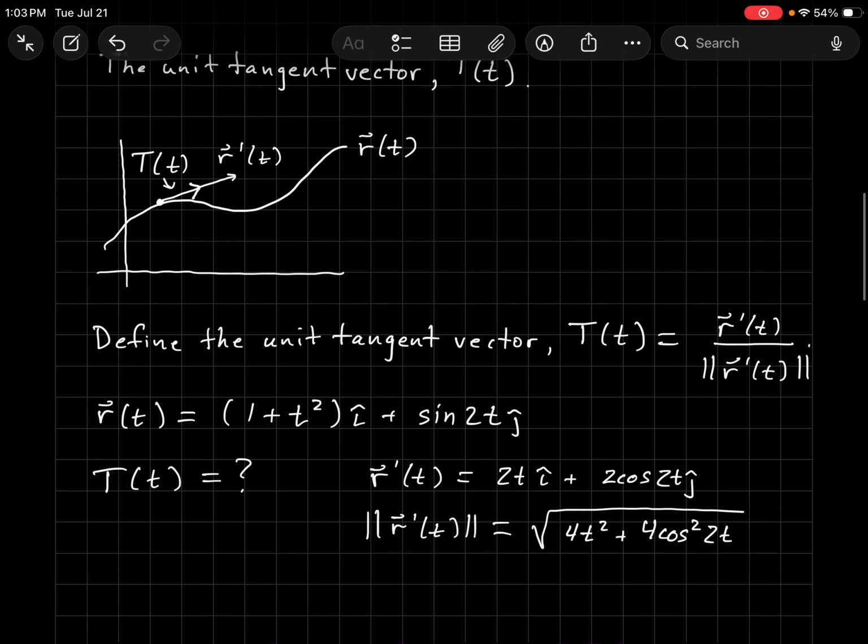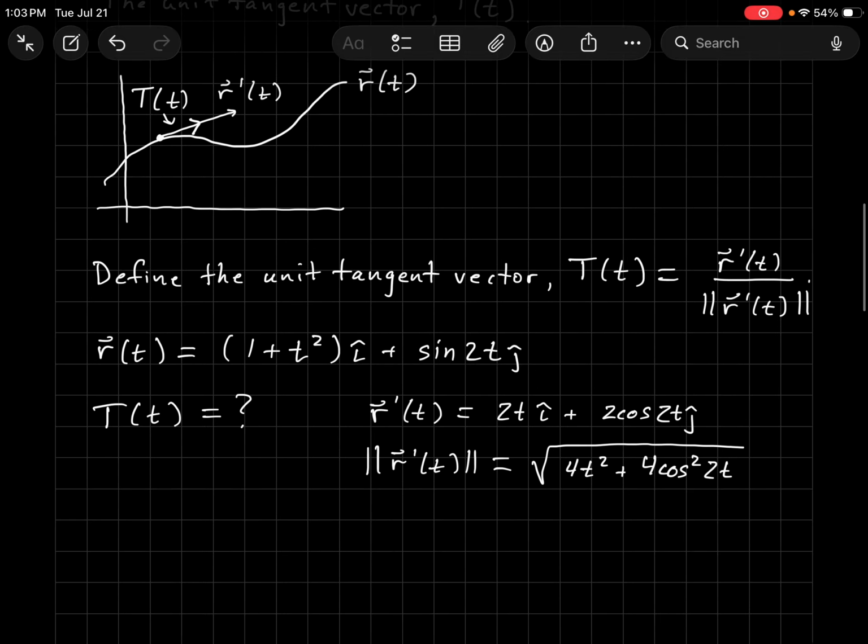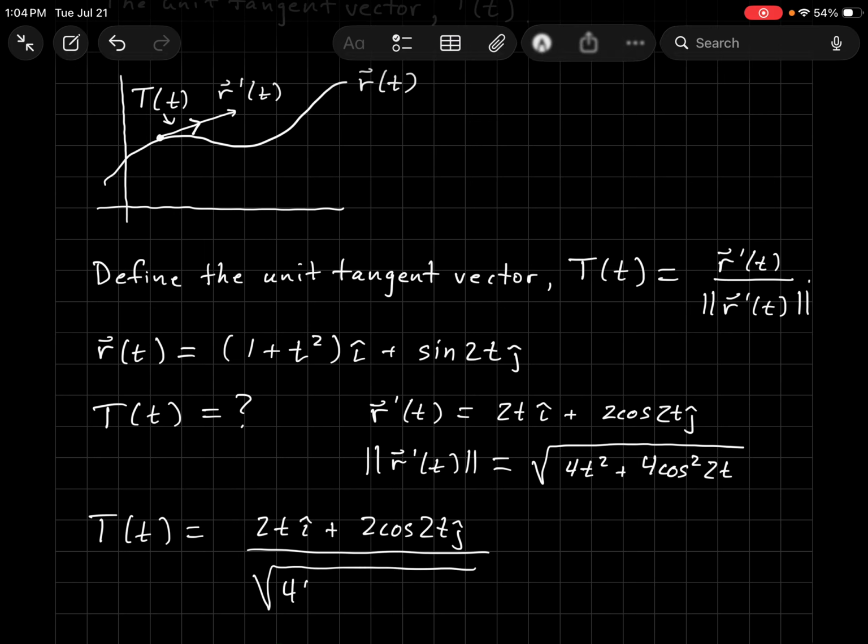And then the unit tangent vector is simply r prime over the magnitude of r prime.